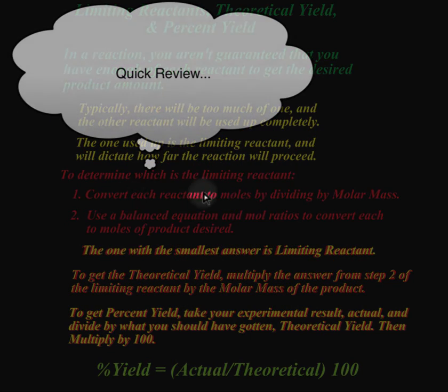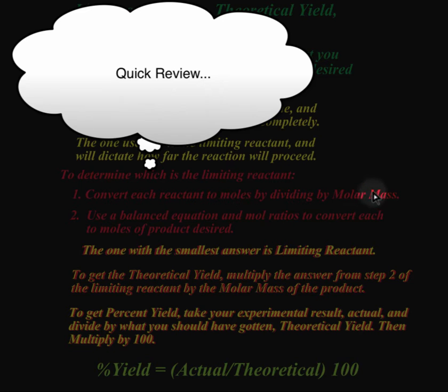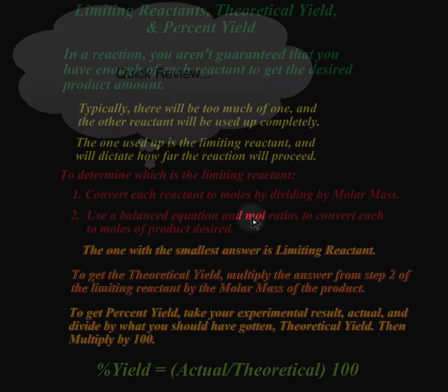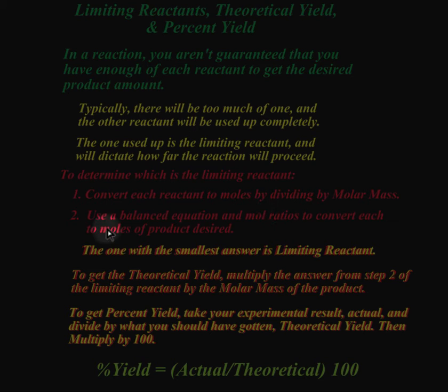Again, recap: convert everything to moles by dividing by molar mass, all the reactants. Okay, then multiply by the mole ratios. Okay, and that's obtained from the balanced reaction. You take the numbers in front, and then you convert to moles of product desired. Then you multiply the lowest answer, that's your limiting reagent, by the molar mass of the product you desired, and that's going to give us your theoretical yield, right? Smallest answer is limiting reagent. Multiply that by molar mass. And then actual over theoretical times 100 for percent.